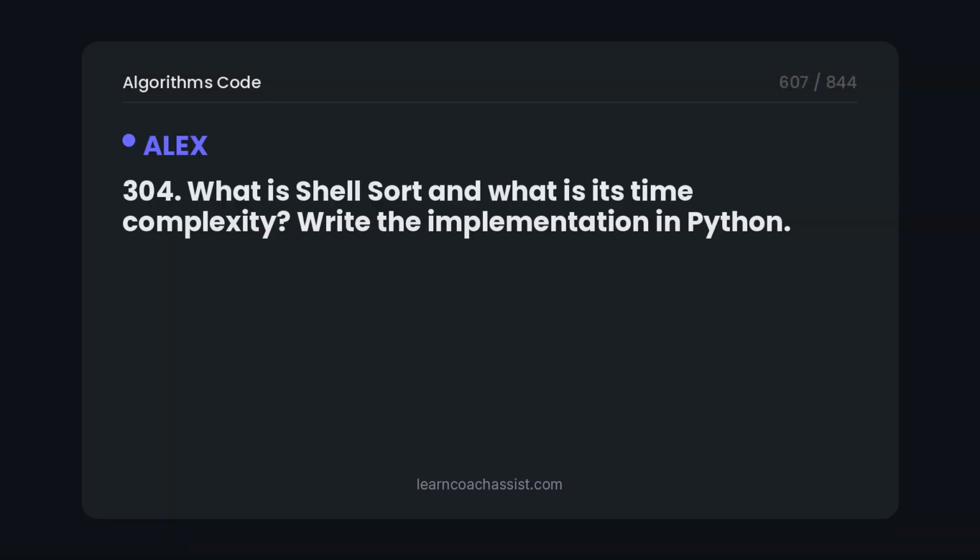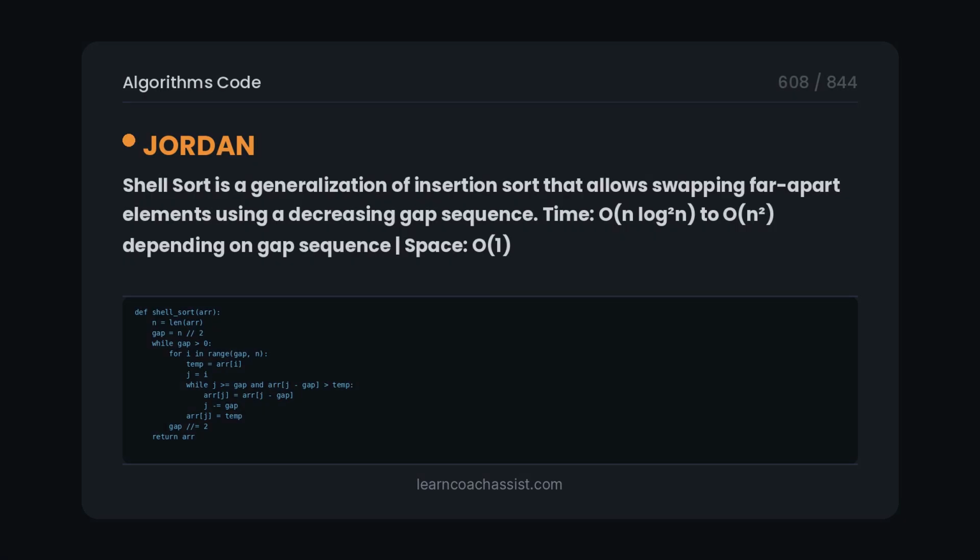304. What is shell sort and what is its time complexity? Write the implementation in Python. Shell sort is a generalization of insertion sort that allows swapping far apart elements using a decreasing gap sequence. Time O(n log^2 n) to O(n^2), depending on the gap sequence, space O(1).